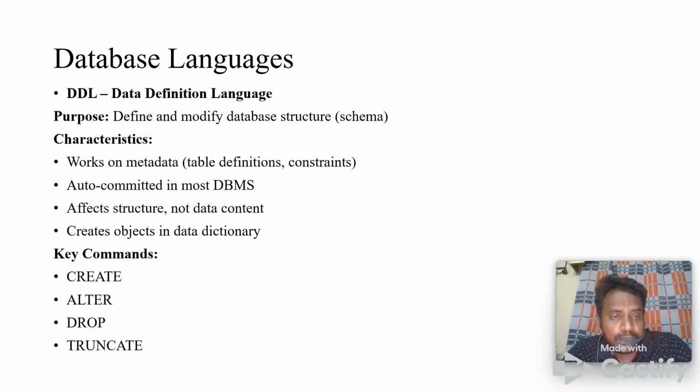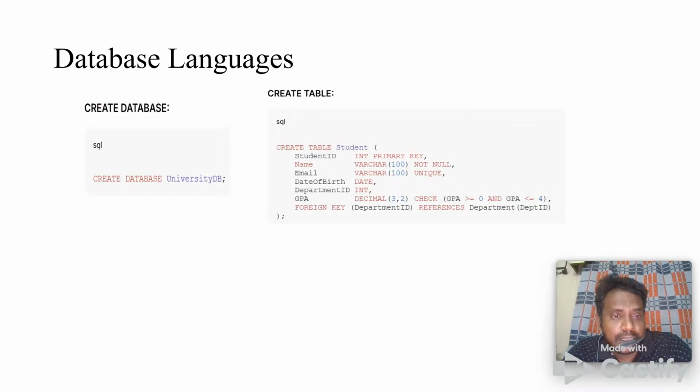Here I have given some examples of how we create a database and a table. This is the SQL query. Create database, the database name is University Database. And here, the table name is student: create table student. Here the primary key and foreign key will be there. The foreign key is department ID, which is common for the people, whereas the primary key is unique, with no repetitions.